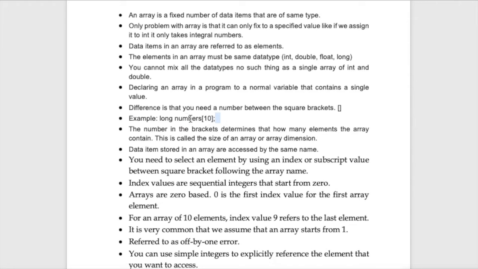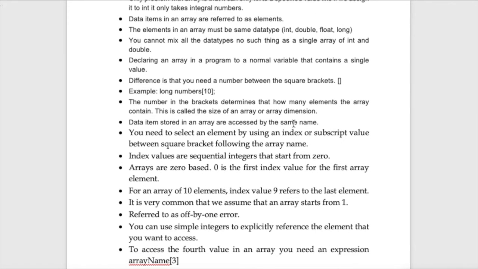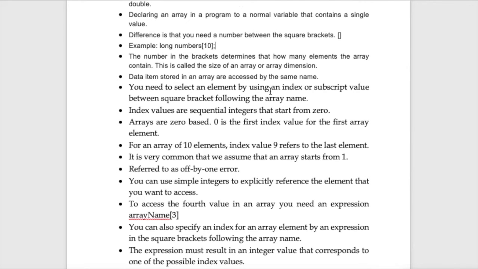If you are going to assign long, you need to be limited there and write the numbers which belong to long. The number in the bracket determines how many elements the array contains. This is known as the size of the array or array dimension. Data items stored in an array are accessed by the same name. You select an element by using an index or subscript value between square brackets following the array name. As you know, an index is something which arranges the items in an order or sequence.